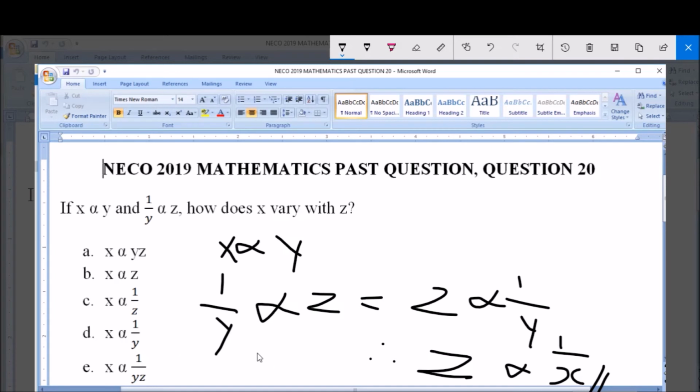Option C is the answer to this question, because saying z varies inversely as x is also the same thing as saying x varies inversely as z. So this is also the same thing, because when there's an increase in x, there will be a decrease in z. Likewise here too, when there's an increase in z, there will be a decrease in x. So C is the correct answer to this question.